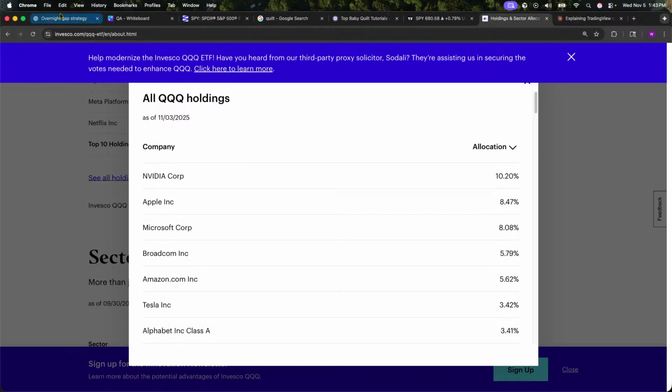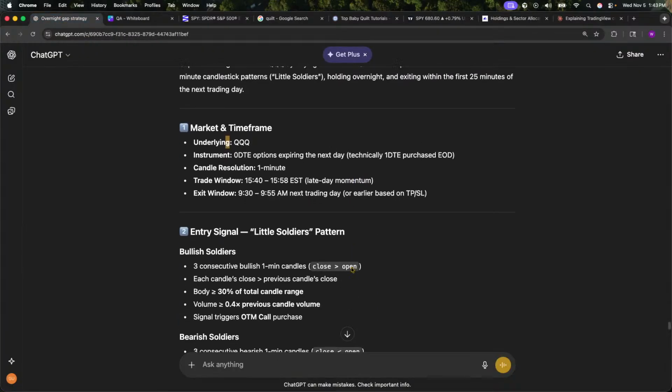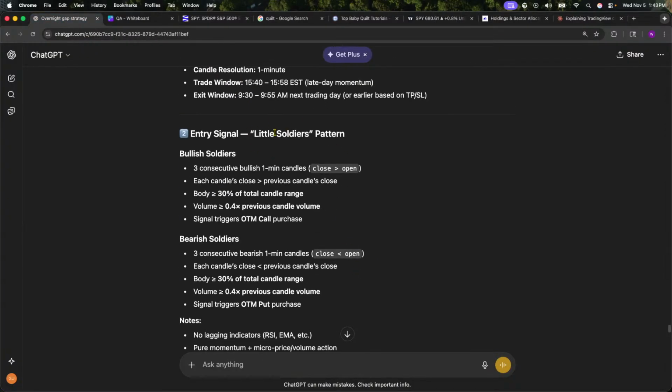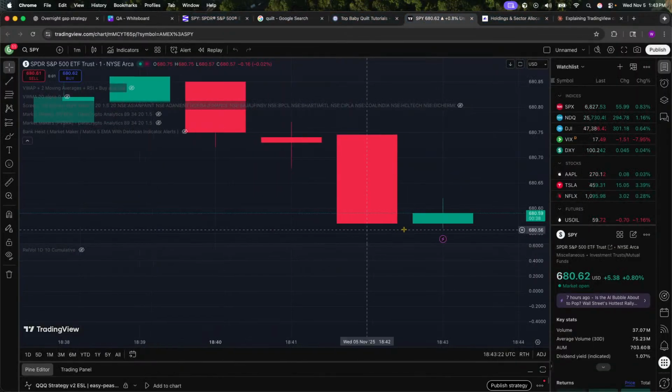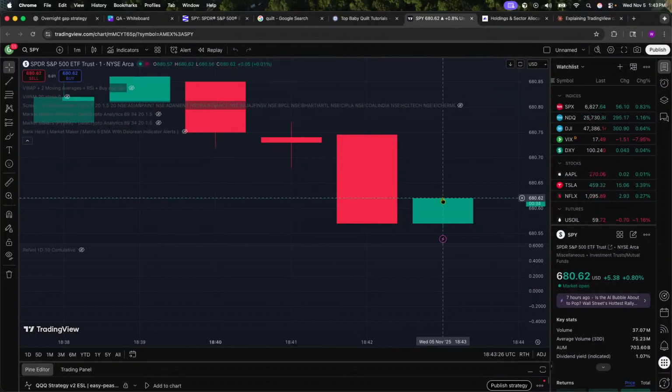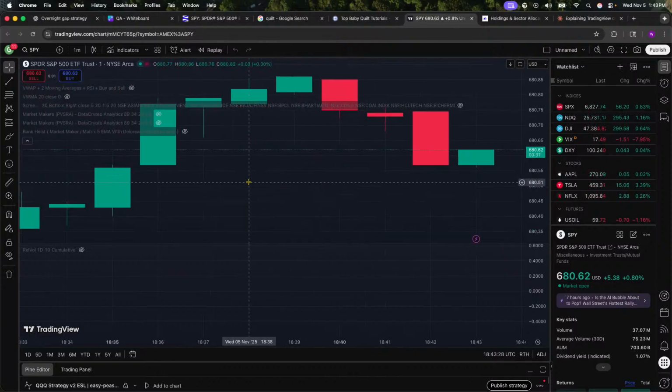So this is our strategy. We've gotten to the part where we built it out. This is how we're going to enter our strategy with our little soldiers pattern, right? So we're looking for 3 consecutive bullish 1 minute candles. Remember, each one of these candles represents 1 minute. So what the strategy is going to do is look for 3 consecutive bullish candles, right? So right here, this will be an example, 3 consecutive bullish candles and 3 consecutive bearish candles.